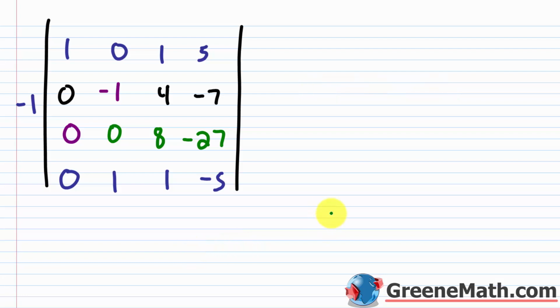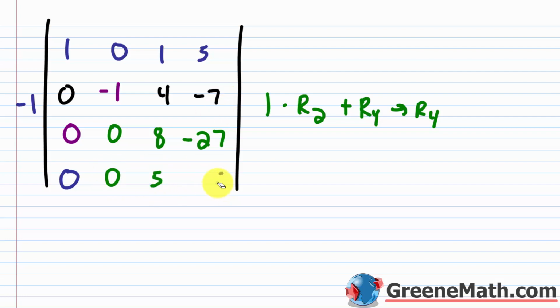And now I want to make this guy into a 0. I can easily do that by just adding this row 2 to row 4. That's just like me saying that I have 1 times row 2 plus row 4, and that's what I'm going to replace row 4 with. Because again, if I had negative 1 and I added it to 1, that would give me 0. So 0 plus 0 is obviously 0. Negative 1 plus 1 is 0. We have 4 plus 1, which is 5. And then we have negative 7 plus negative 5, which is negative 12. So we're good to go there.